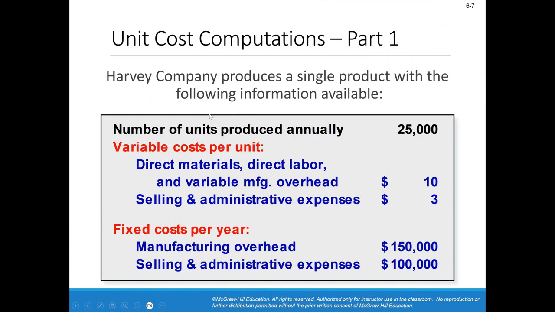All right, so here's some comparison. We produce 25,000 units annually. Our variable cost per unit for direct material, direct labor, and variable overhead is $10. SG&A for each unit is $3. So we have variable costs that only occur when we sell or make the actual product. Manufacturing overhead for the year is 150,000. SG&A is 100,000.